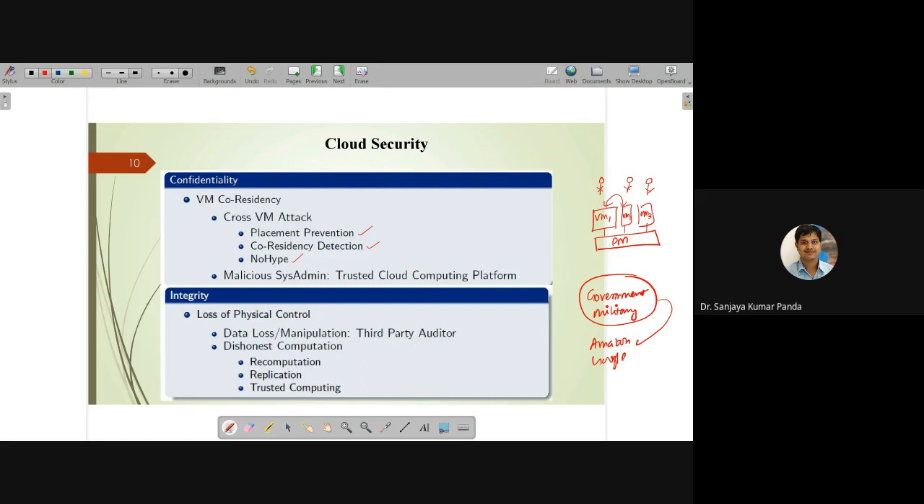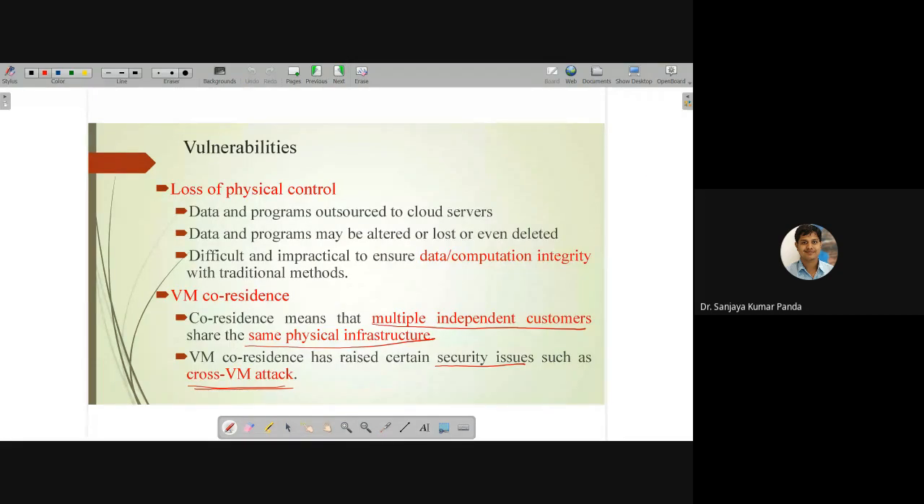Similarly, coming to the second one, that is integrity. Integrity leads to loss of physical control. What do we mean by loss of physical control? You know, the data and programs are outsourced to the cloud server. Our email system is an example. Our data and programs are stored on the Google server. It is owned by our organization, but originally this data is not kept within the boundary of our organization or institute, right?